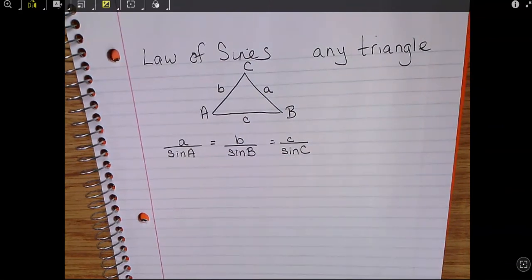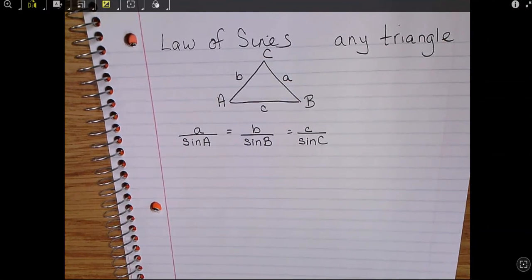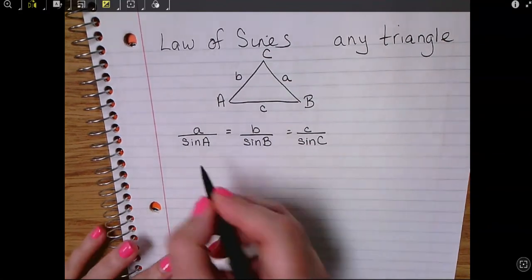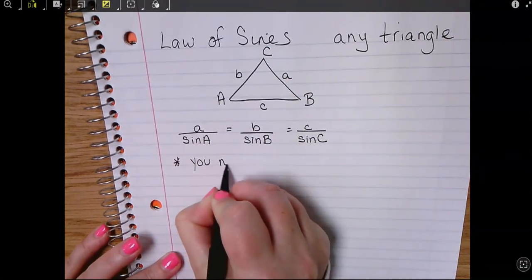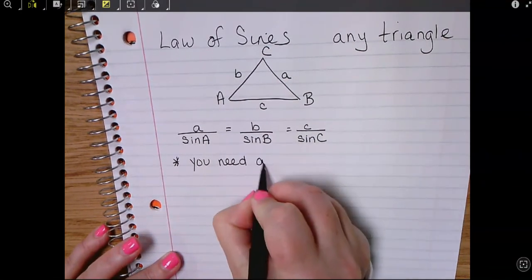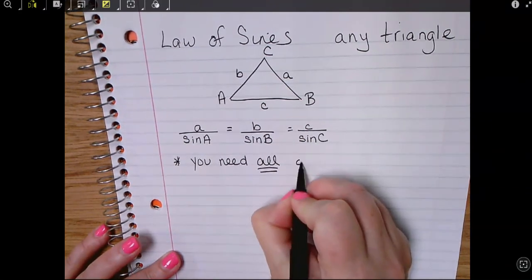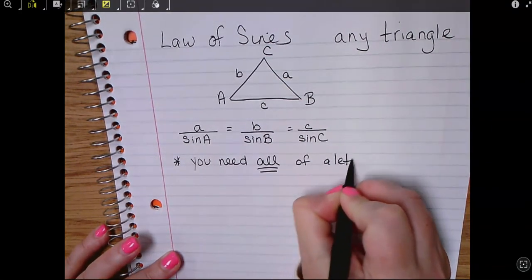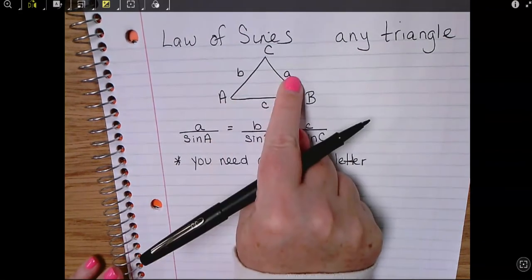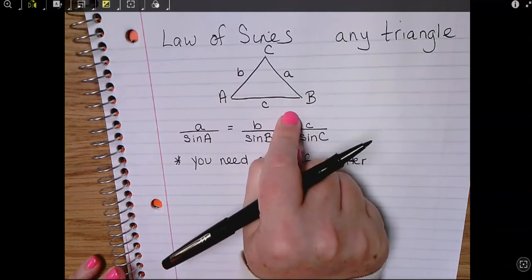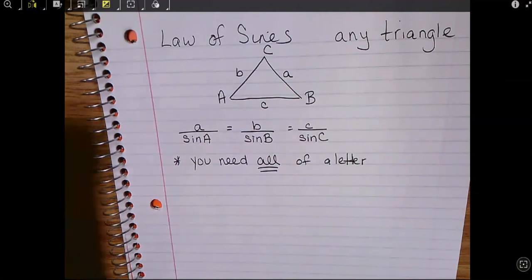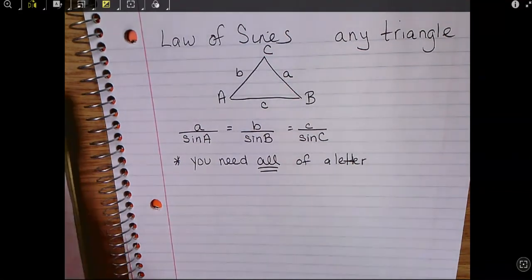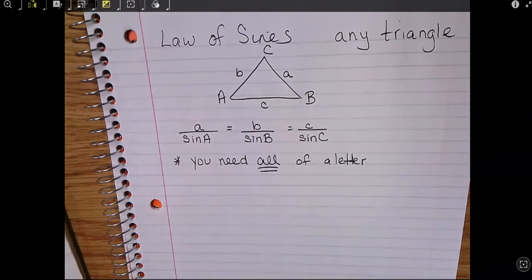There is a way to tell if you can use the law of sines. You need all of a letter, meaning I need big A, little a, big B, little b, big C, little c. I need all of a letter. So, let's do a problem.